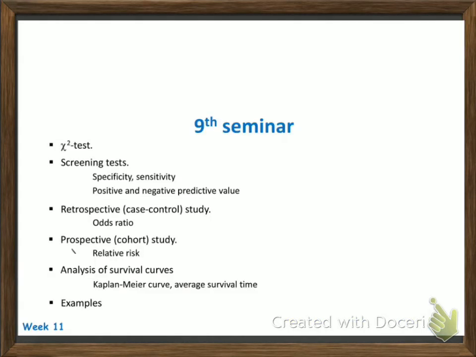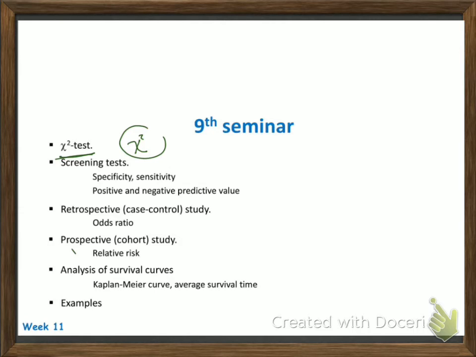In this seminar we are going to discuss the chi test. It looks like X but it's called chi, okay? Chi test, which is X square, called chi. Chi test, screening tests, the specificity, sensitivity, and positive and negative predictive values. Also, we'll study the retrospective study or case control study, and we are going to discuss also the odds ratio.